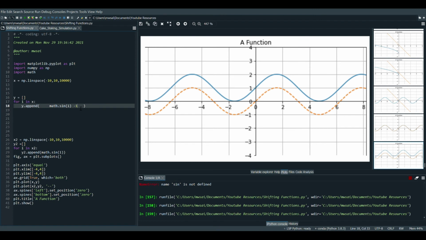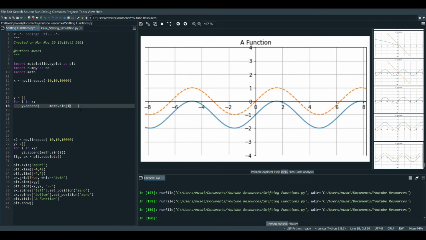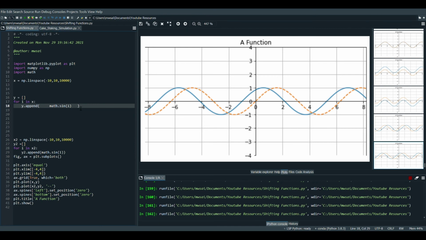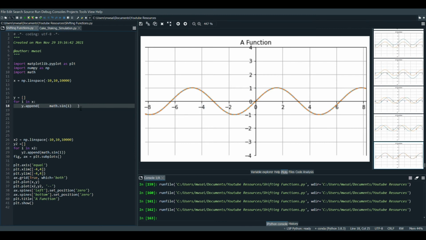We can still move it down. We can move it to the right. Subtract 1. Oops, wrong button. There we go. We can move it to the left, so add 1. And we can mirror it. I'm not going to, well, I guess I'll mirror it. So mirroring it across the x-axis, we just make it negative.